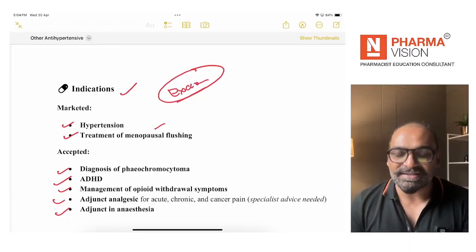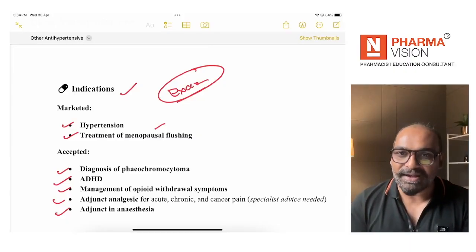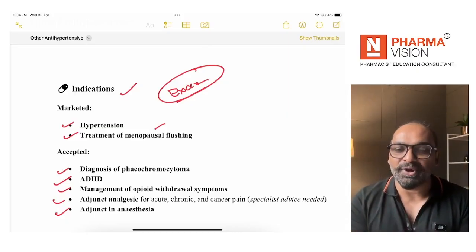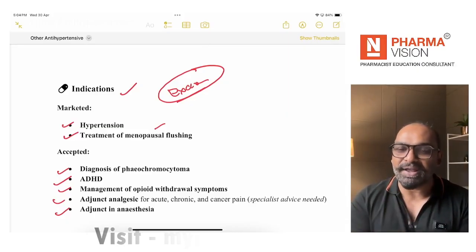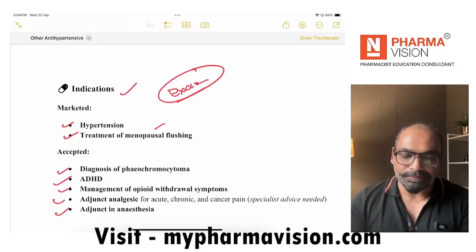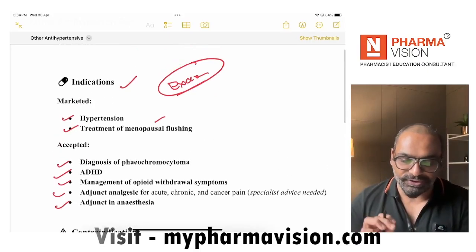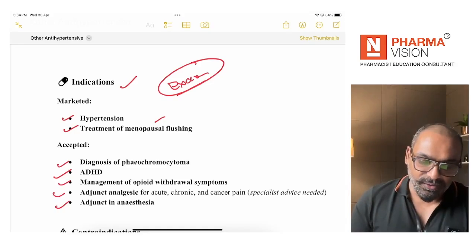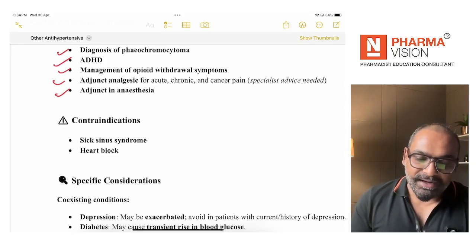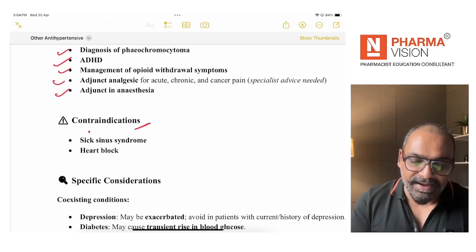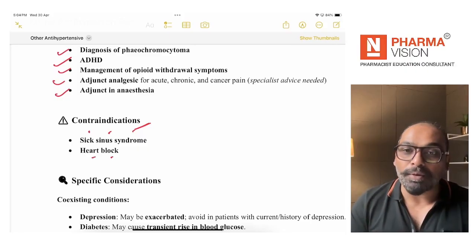You must apply these techniques and tricks in your real life practice too, because you are preparing for the examination. Most important medications you must learn in detail, so you can handle various questions related to them. Okay, so let's understand this point. Clonidine is contraindicated in sick sinus syndrome and heart block patients.